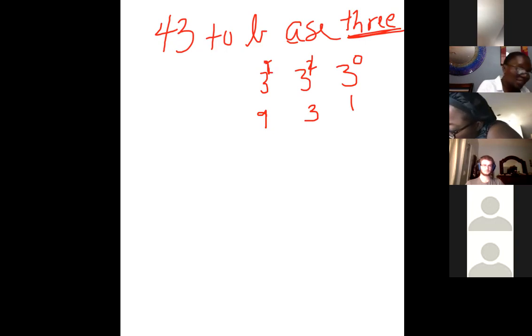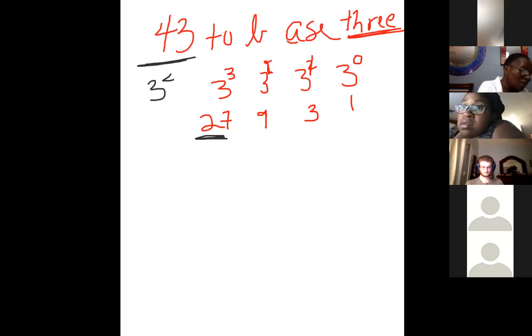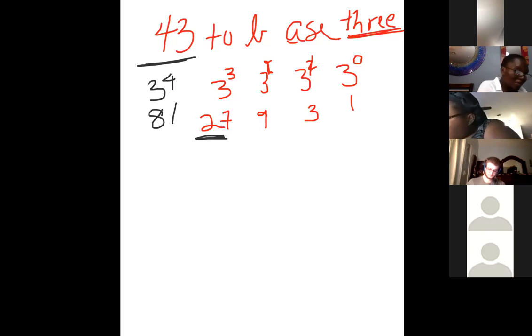We keep doing this until we get to a number that is very close to the number we're trying to convert without going over it. So guys, look, here's 43. So far we've gotten to 27. Should we go on to the next place value, 3 to the 4th power? Yes. Okay, what's 3 to the 4th power? 81. So it wouldn't be a good idea to go through 3 to the 4th power. Why? Because 81 is greater than 43.